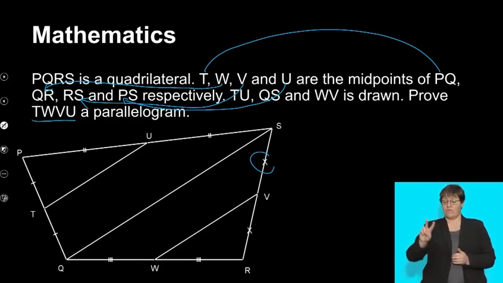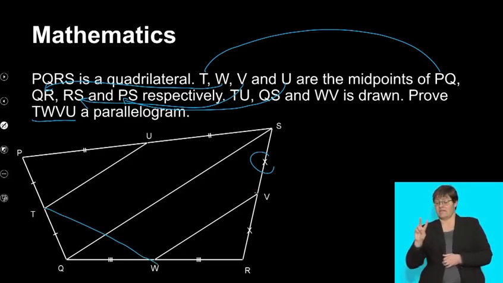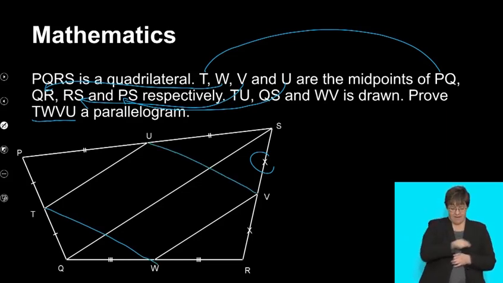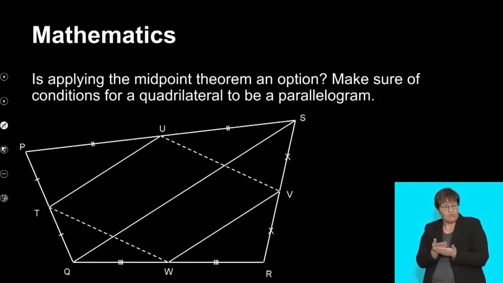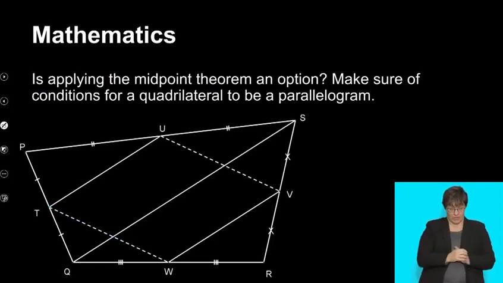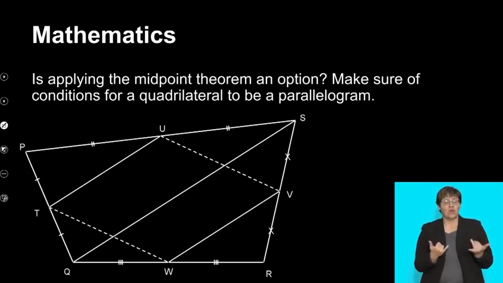TWVU is a parallelogram. So I'm just going to draw out the lines that are missing, which is the TW and the VU there. As a result, you can see it makes it a quadrilateral, which we need to prove is a parallelogram. To show you an actual visual of this, it will look something like this with my dotted lines there. Now, what implicit information can I add?